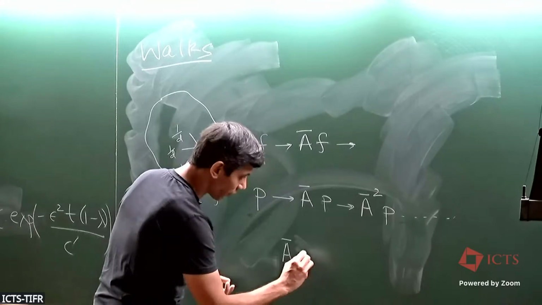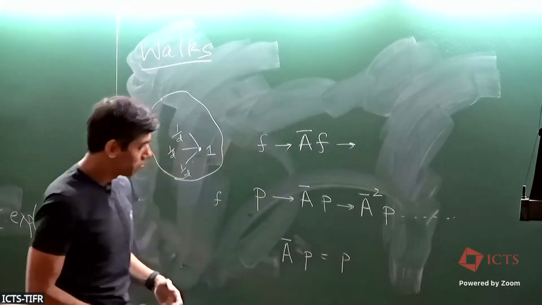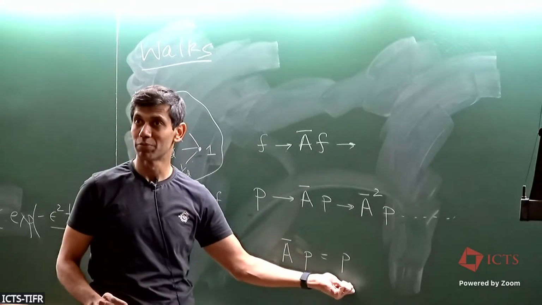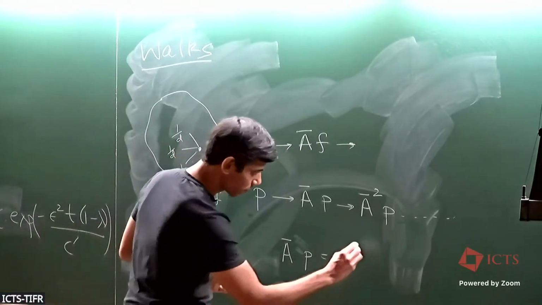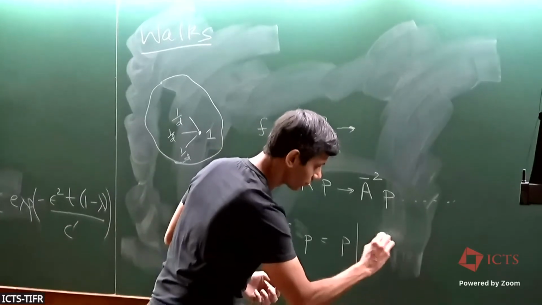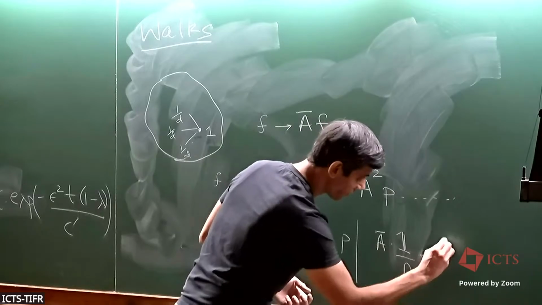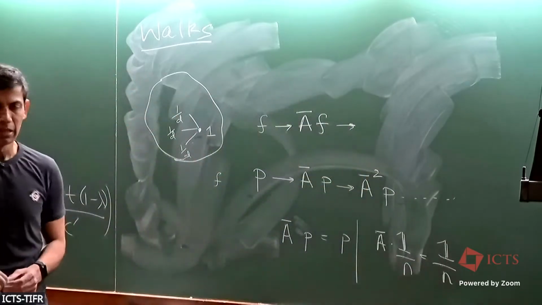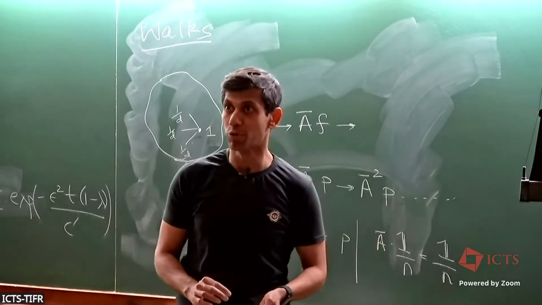A fixed point is some distribution p where you apply this and you get the same distribution. And we already know one such distribution, which is the all-ones vector. Maybe if you want to write a distribution, then divide it by n. And so this is a fixed point of this walk. You get back the same distribution.